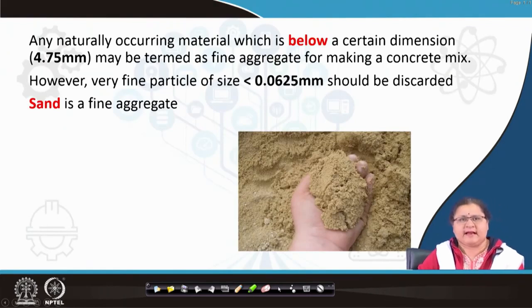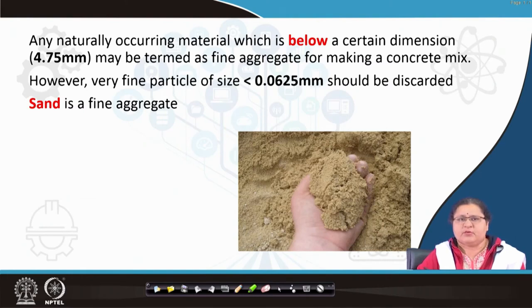If we see any naturally occurring material which has a dimension of the order of 4.75 millimeter and below, we will term it fine aggregate. But at the same time, we have to remember that anything below that may even refer to clay or very fine particles of soil. If we consider those as fine aggregate, we will end up in a lot of problems. So, the fine particle size should be restricted to the dimension given, that is 0.0625 millimeter, and beyond that it should be discarded from the sand.